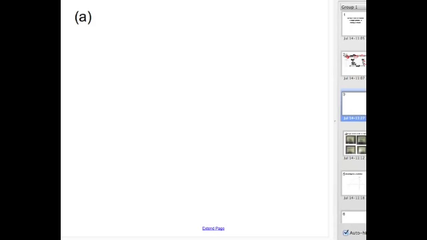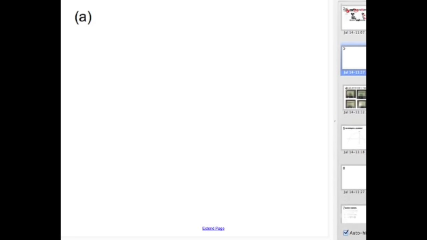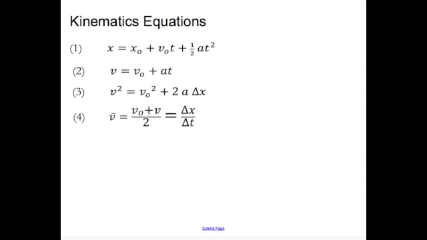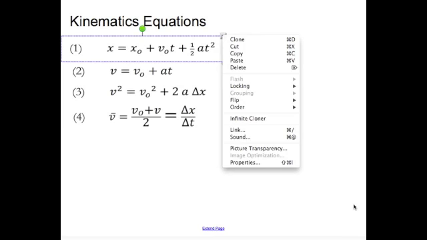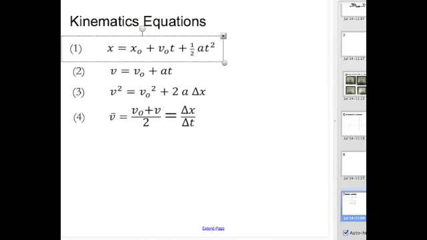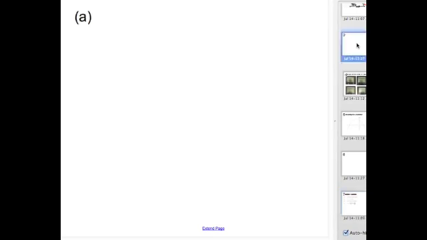Well, what we're going to do is take a look at our kinematics equations, which are right here. And in this we know acceleration, initial velocity, initial and final position, and we want to find a time. And the question is, which one of these equations has that? Well, looks like equation number 1 right here does. So let's take this one and copy it, and go back to where we were, right here, and let's paste it.